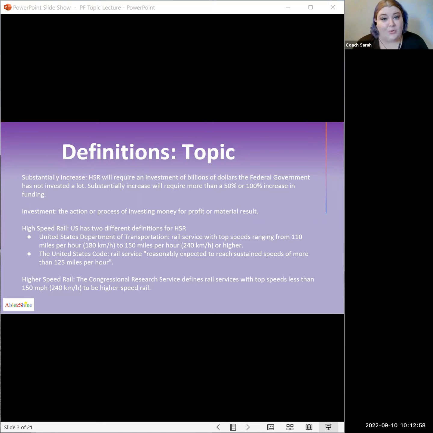The second word I want us to look at is the word investment itself. I want to be clear for our novices that this means the action or process of just investing money. It is the federal government putting money into these high-speed train projects to make sure that they manifest. Because as we'll be discussing later on, right now, America has no high-speed rails currently.